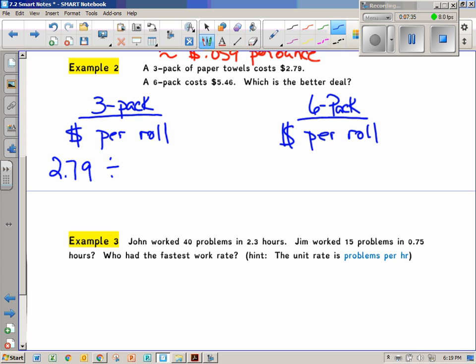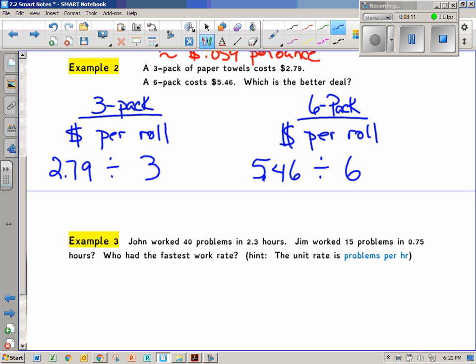We have $2.79 divided by the number of rolls in the 3-pack, which is 3. Whereas over here we have $5.46. That's for 6 rolls. So that's divided by 6. It makes sense that when we divide here, we're going to get the cost in each situation for 1 roll. So we've got to do some long division. I'm not going to do that for the sake of the video, but you know how to do long division. On this one, you would show it out to the side, so don't treat that like scratch. You need to show it.